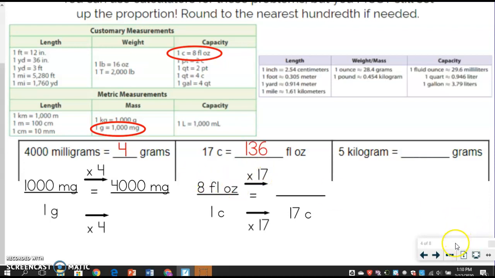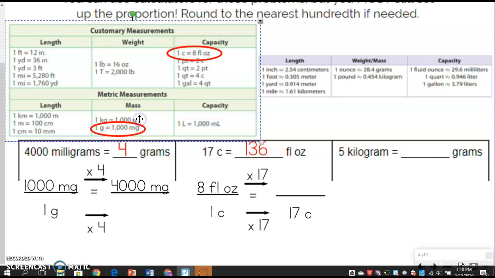Okay, let's try another one here. So we've got 5 kilograms to grams. So we're going from kilograms to grams. So we want to look for that on here. And if you look, it's in metric right here with mass. So we want 1,000, I'm sorry, I know I kind of have it messed up, but 1 kilogram equals 1,000 grams. That's going to be our first side.